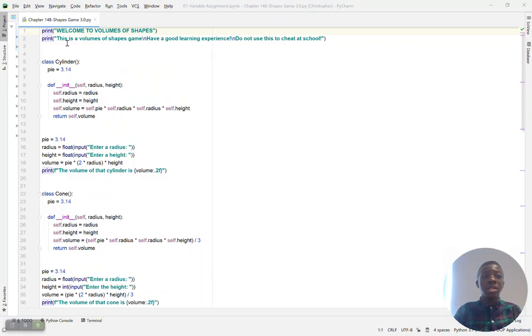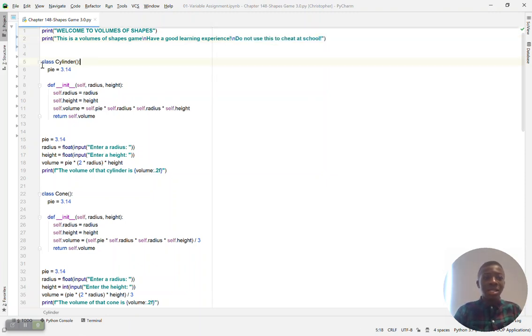Now, here with me is Print. Welcome to the Volumes of Shapes. This is a Volumes of Shapes game. Have a good learning experience. Do not use this to cheat in school. Yes, cheat at school, because if you cheat, they're probably not going to give you the grade.